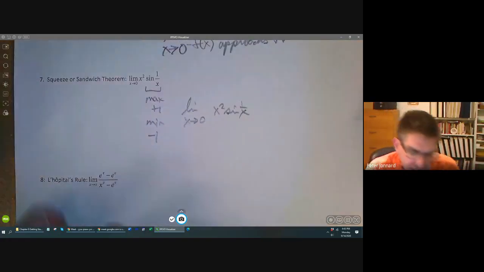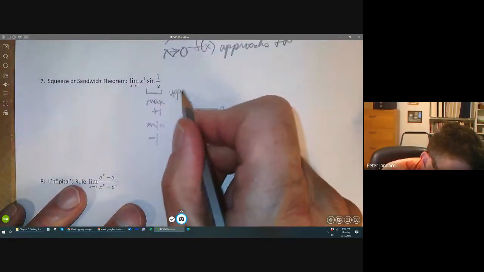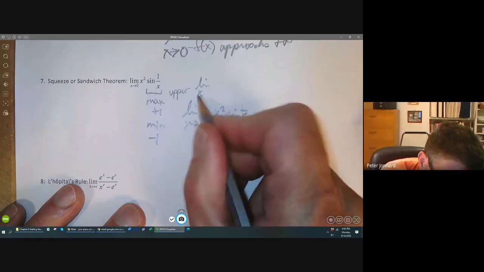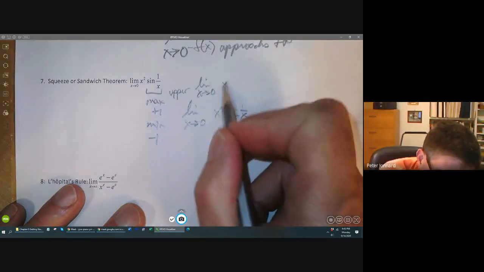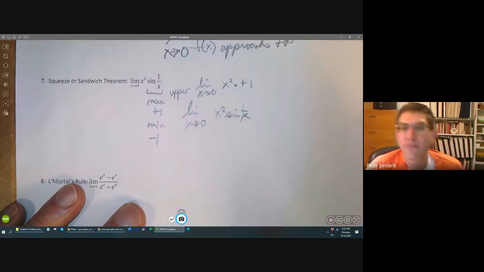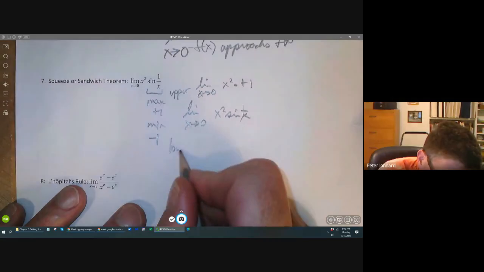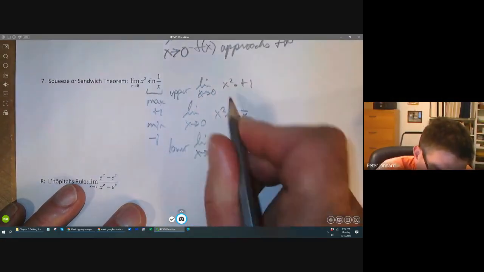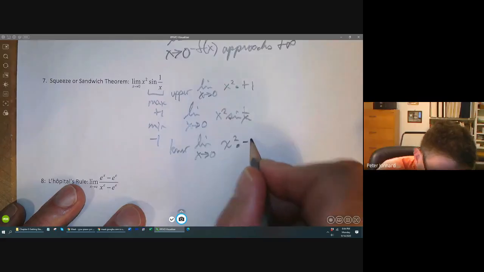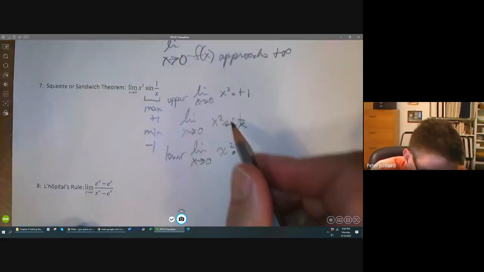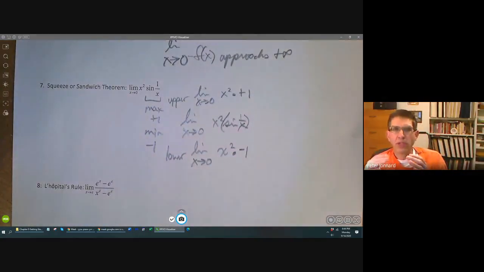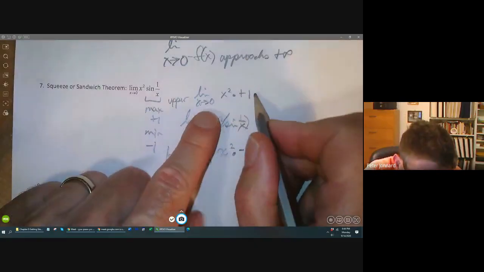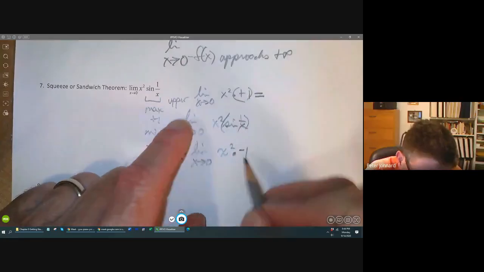We sandwich it in between the upper limit, where we decide the limit as x approaches 0 of x squared times positive 1. And on the lower side, the other piece of bread is the limit as x approaches 0 of x squared times negative 1. Because this term here is always going to oscillate between positive 1 and negative 1. It can't escape beyond that with real numbers. So what's nice is in this case, it's times a positive 1. This is times a negative 1.